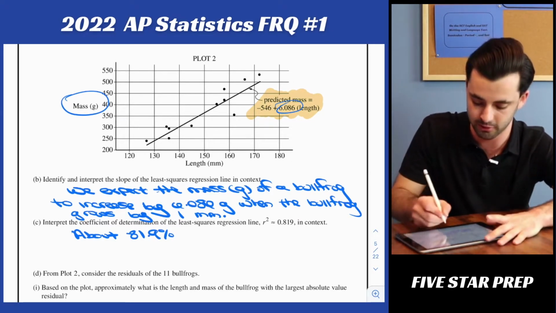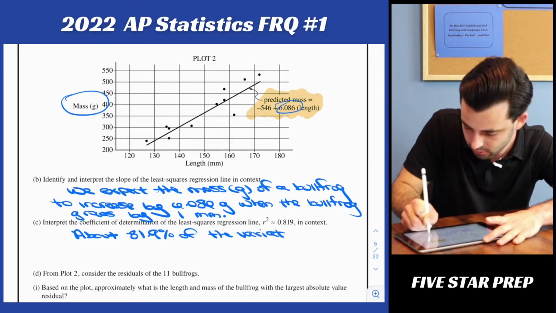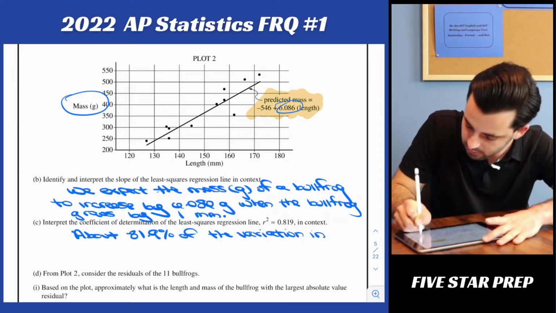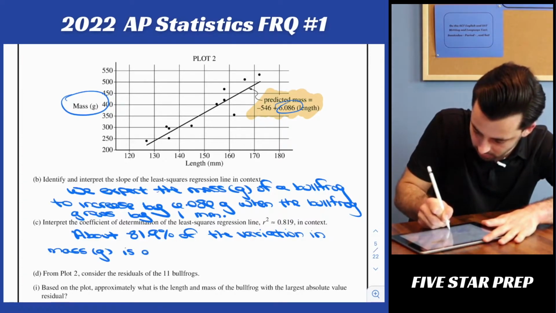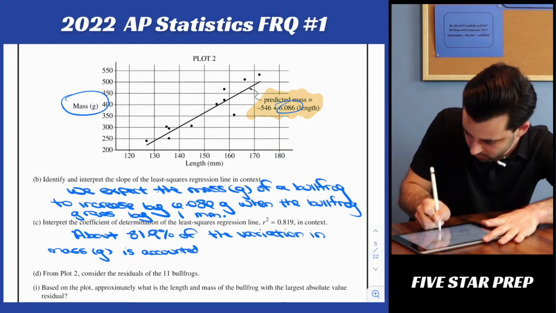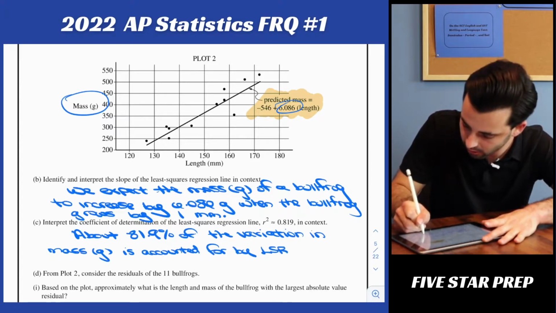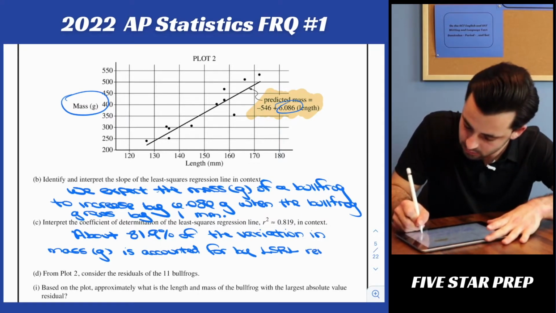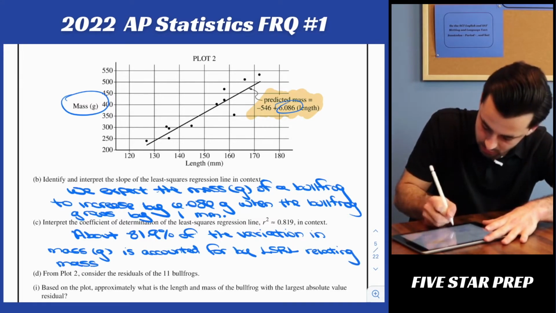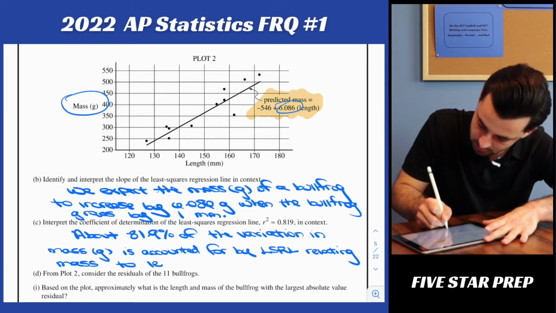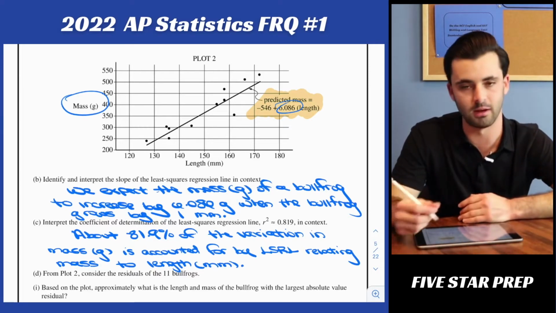About 81.9% of the variation in y, or of the variation in mass, is accounted for by the least squares regression line, LSRL, relating mass, your y variable, to your x variable, length in millimeters. So here, again, it's just a script.